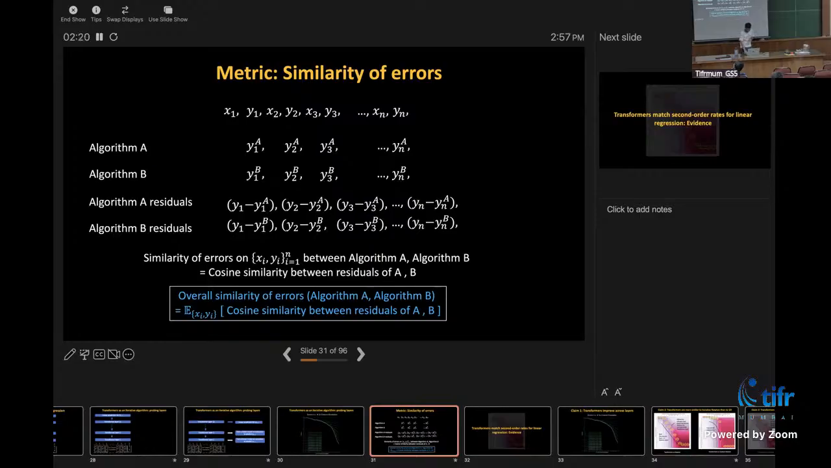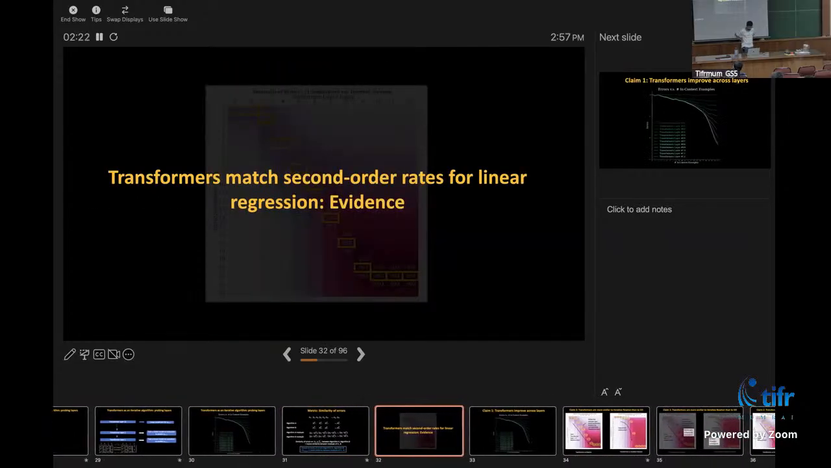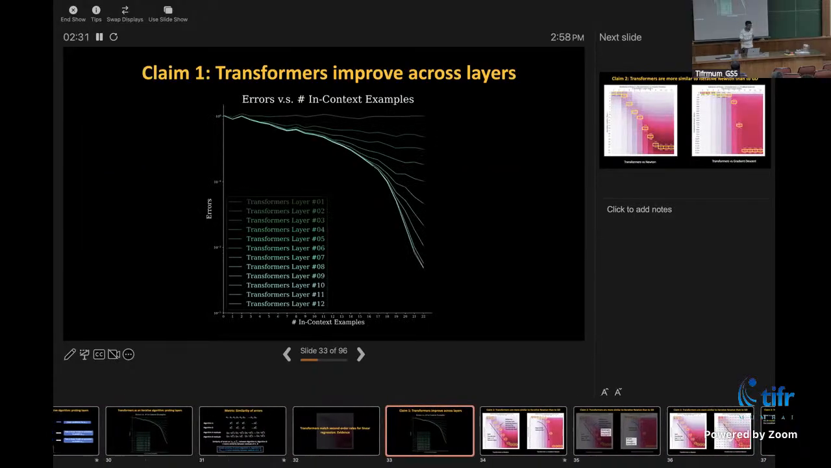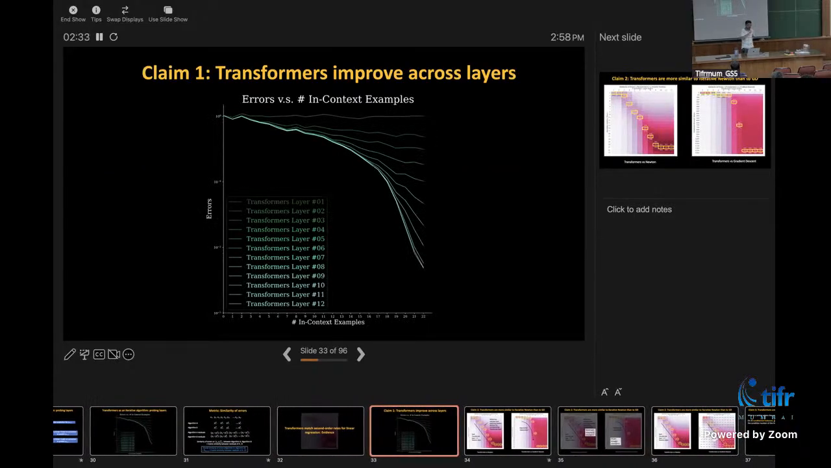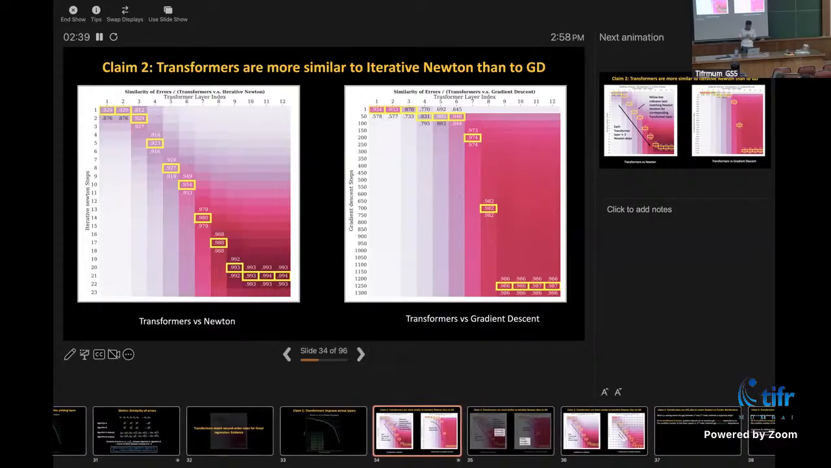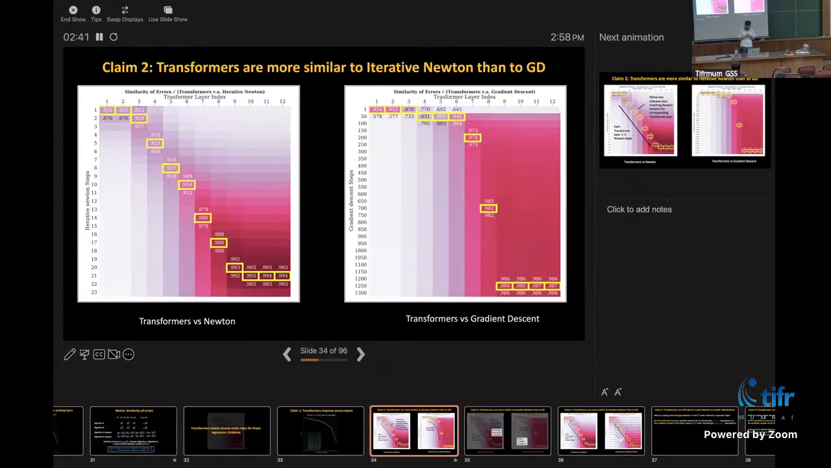Okay, so now let's go back to our claim from before. Our claim is that transformers match second order rates for linear regression. So here's the evidence for that. So this first plot is just the one I showed earlier, that transformers are improving across layers. So they're doing something iterative. Okay, so now let's go to this one, which claims that transformers are more similar to a second order technique like Newton than to gradient descent.